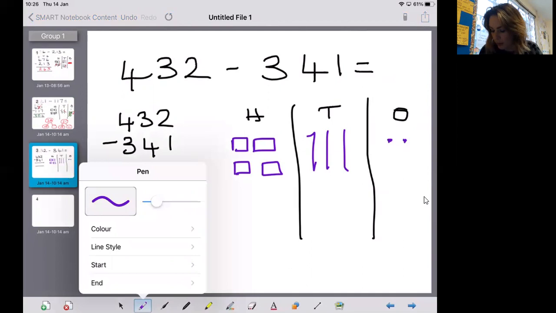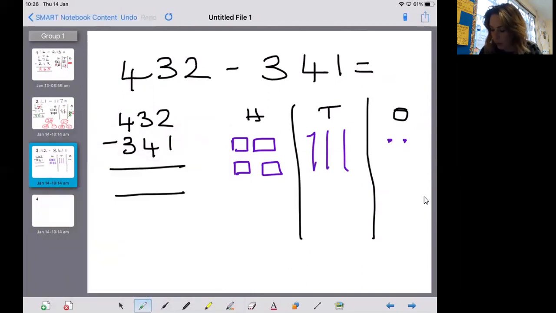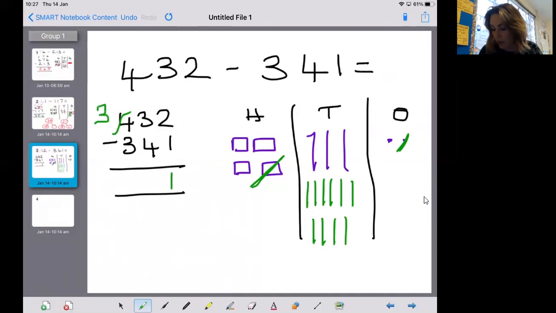Now I'm going to start doing some taking away. 2, take away 1, I'm left with 1. Now I need to take away 4 tens from the 3 that I have. So I need to regroup those hundreds. I need to get one of those hundreds and do a fair swap, regroup it into 10 tens, because 100 is the same as 10 tens. 1, 2, 3, 4, 5, 6, 7, 8, 9, 10. I now have 3 hundreds and I have 13 tens.